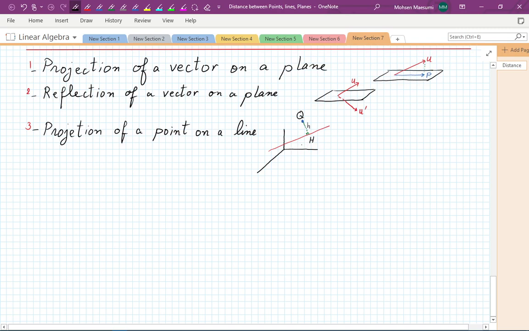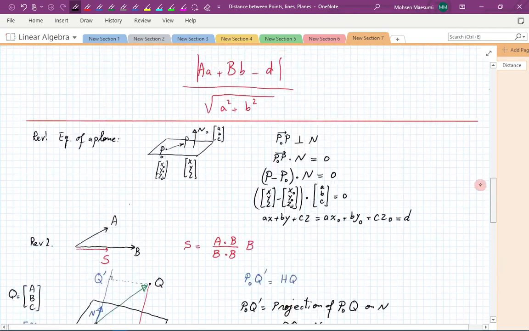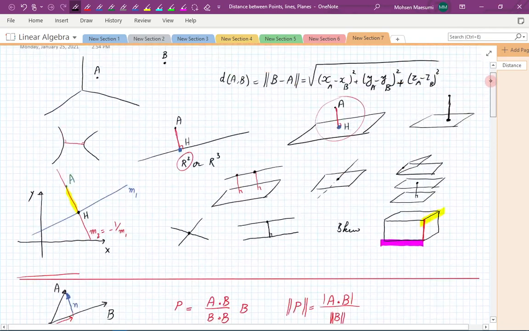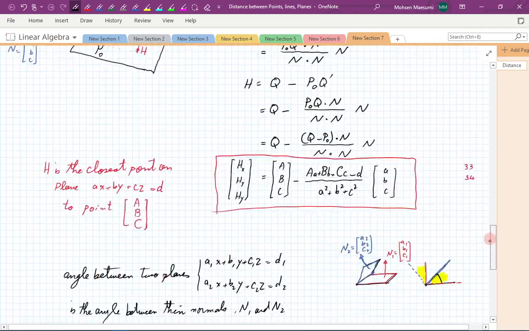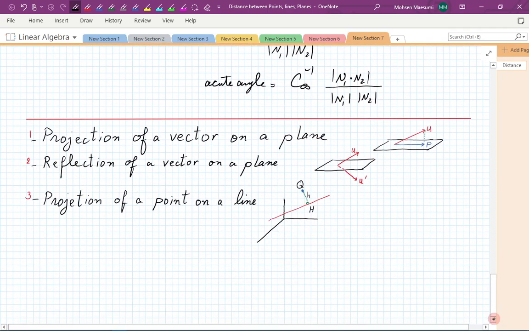So these are our objectives for today. Again, this is going to show us nice applications of dot product and the concept of projection. This is in continuation of many other examples we have done. A long list of them are here, and we have three more.